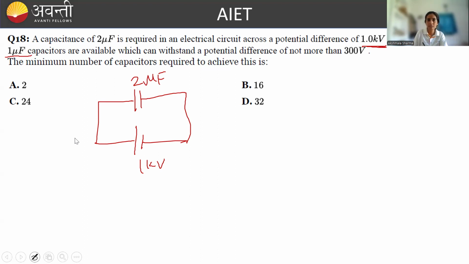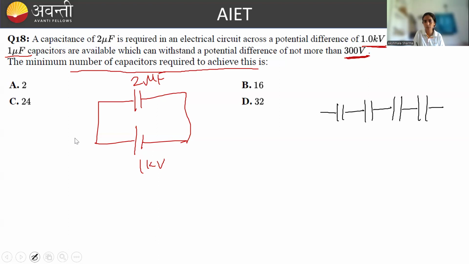And they can withstand a potential difference of how much? 300 volt. So the minimum number of capacitors required to achieve this will be what? In such a question, you just do one thing: take a certain number of capacitors in one row. So suppose I take m number of capacitors here. And there are such how many rows? Suppose there are such n rows.